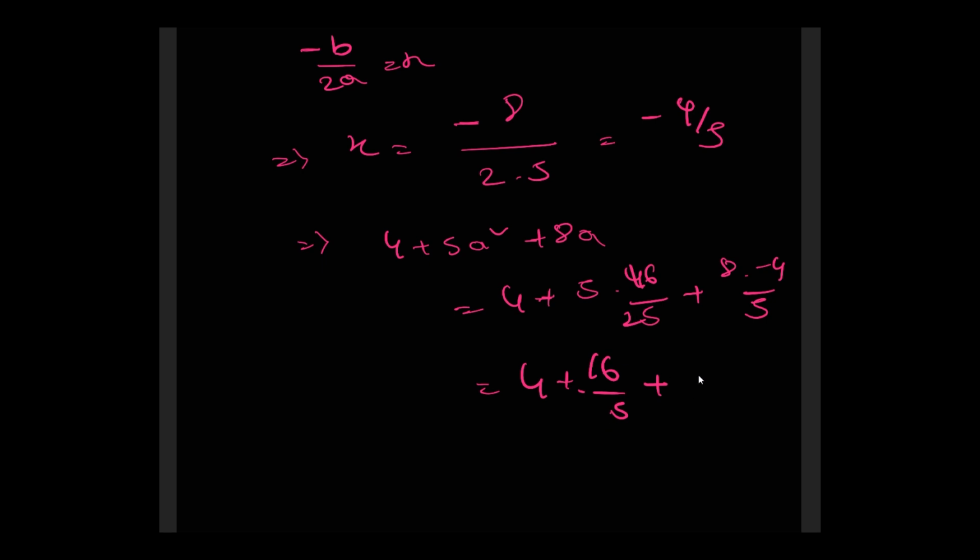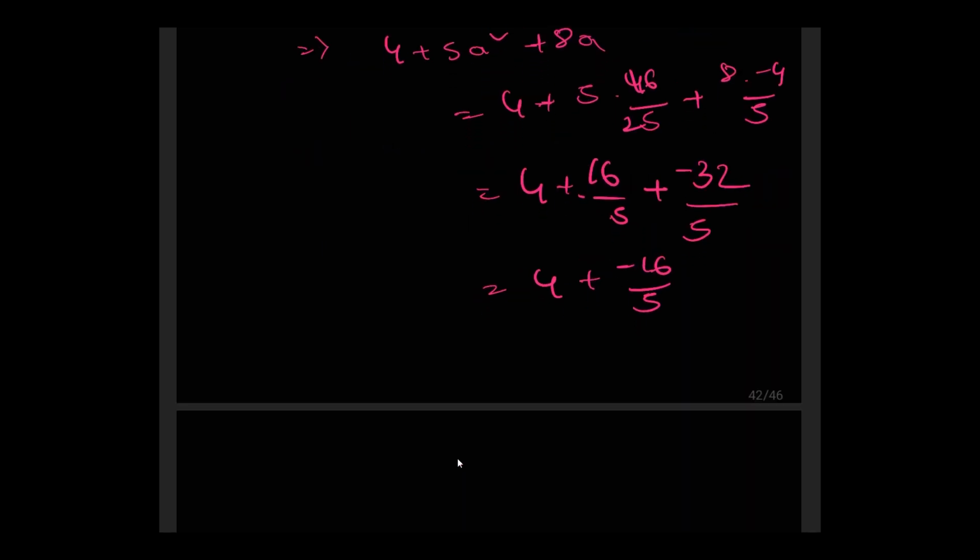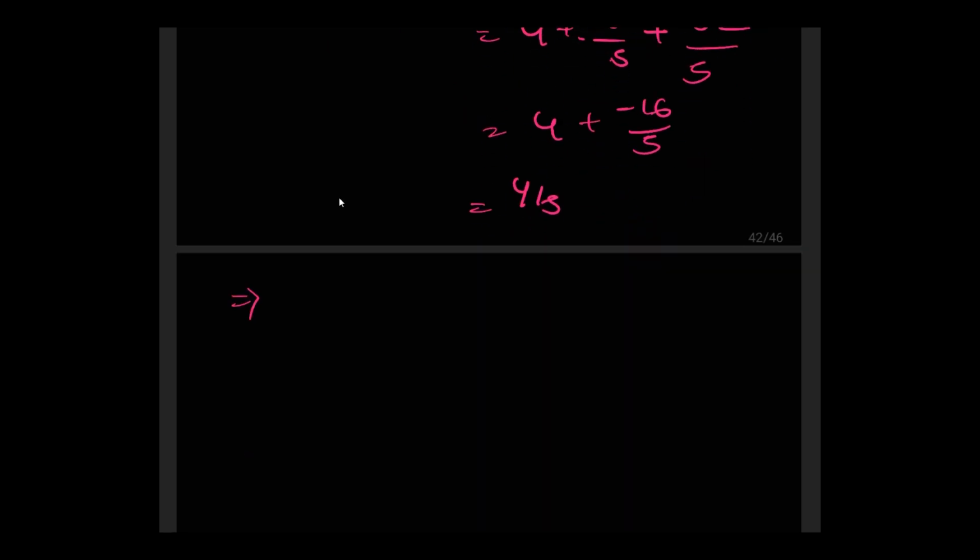So 16 by 5 plus 8 into minus 4 by 5 is minus 32 by 5. 4 plus minus 16 by 5 equals 4 by 5. Therefore, the minimum value of a square plus b square is 4 by 5.